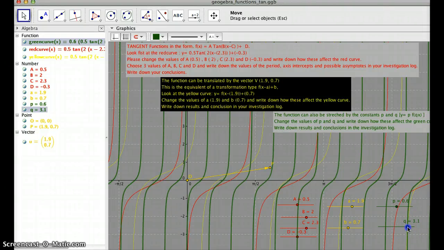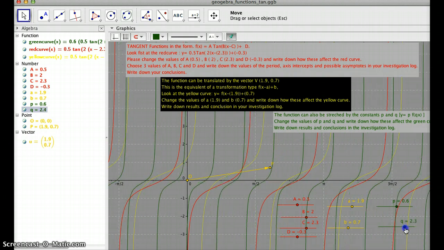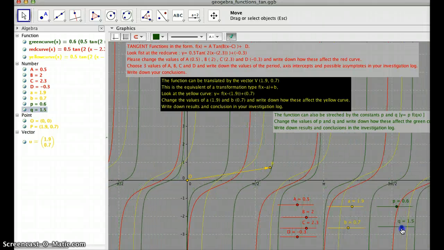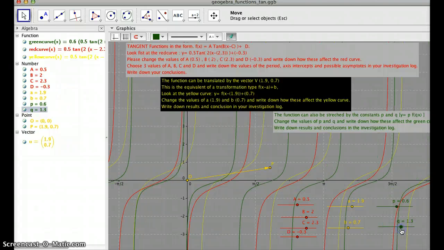Now Q is going to be quite complicated when we move it, because Q is stretching the x-axis. So obviously that affects the period. And that's all for the trigonometric functions. Thank you.